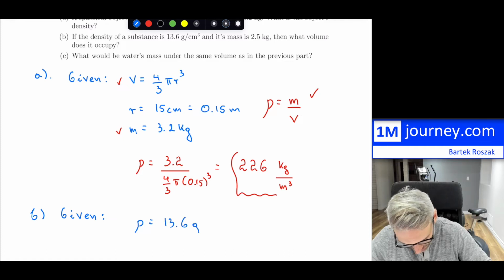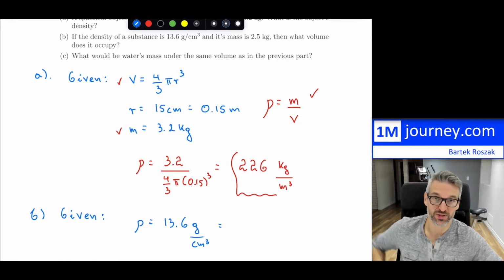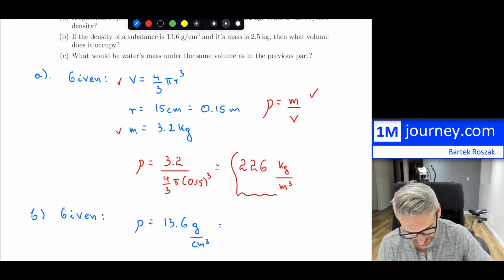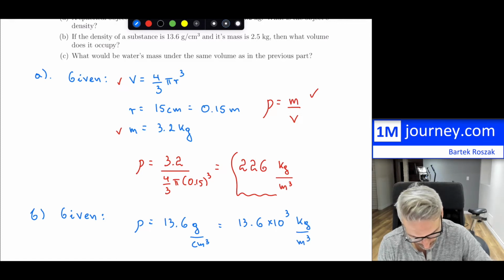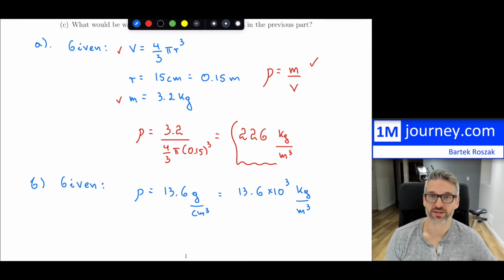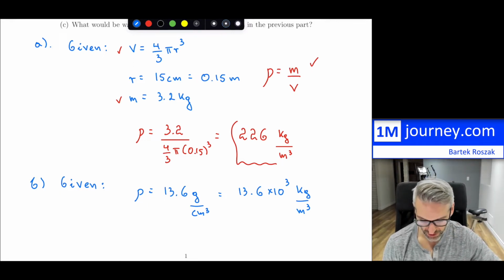So 13.6 grams per centimeter cubed. For those familiar with density, if it is given in grams per centimeter cubed, this is equivalent in SI units, because we need kilograms per meter cubed, to 13.6 times 10 to the 3 kilograms per meter cubed. That is always the equivalence. You can do the unit conversions to convince yourself if you want to. I remember that conversion; it's very easy to go between grams and kilograms, and centimeters cubed to meters cubed.